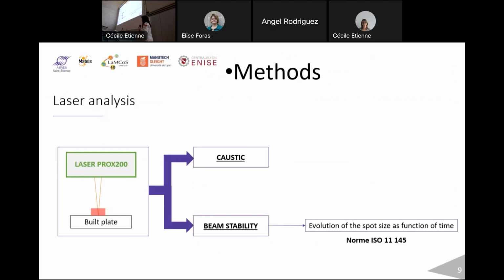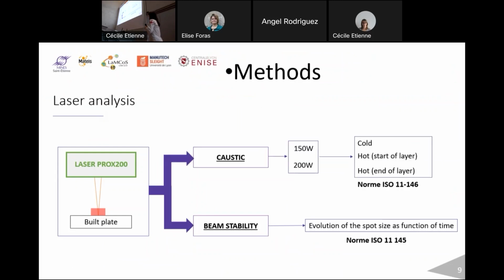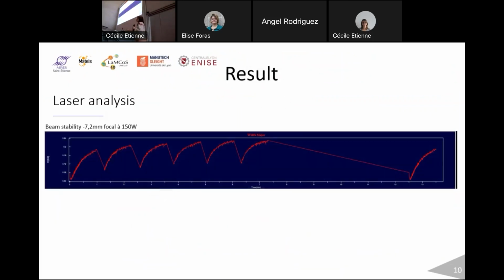So this is what I made, and of course I made some caustics at 115 watts and 200 watts, at cold, hot start of the layer and hot end of the layer machine conditions, and I will explain what that is now. Here it's beam stability, so you can see the evolution of the spot size as a function of time. On the x-axis you have the time, and on the y-axis you have the spot size. We can see that over time you have a big evolution of your laser spot, which can be really problematic for your fabrication, of course.